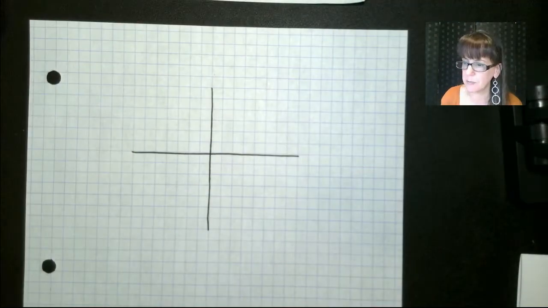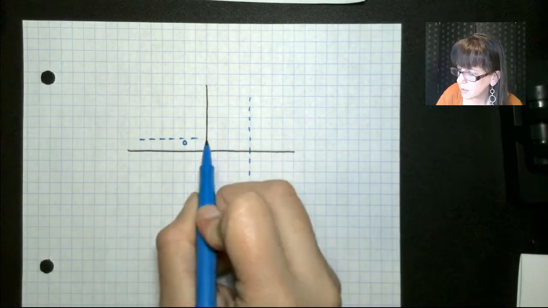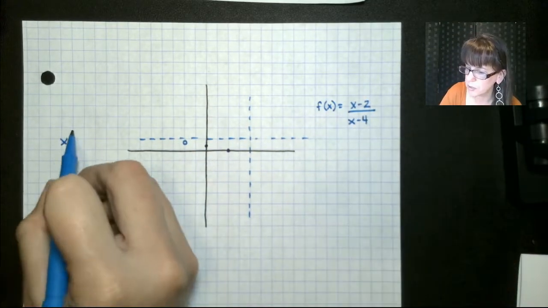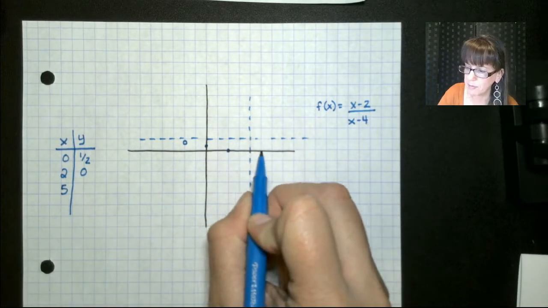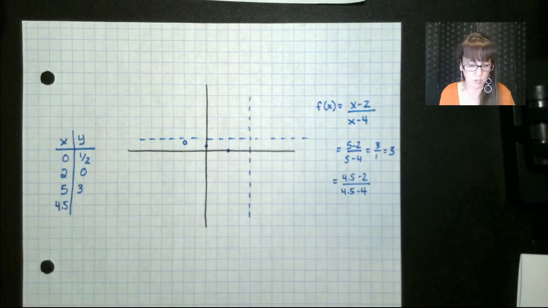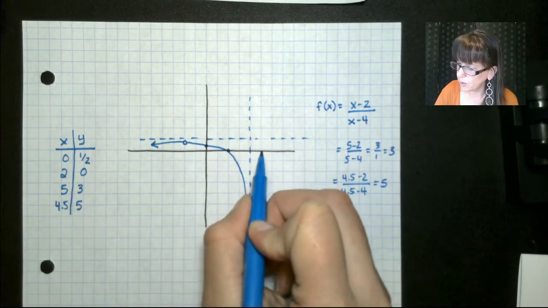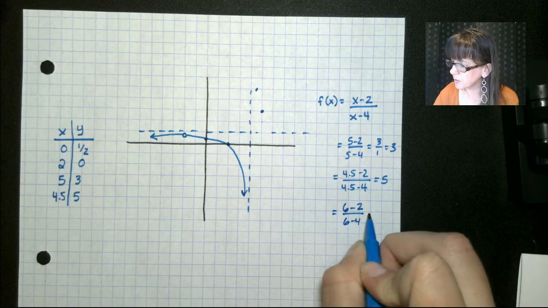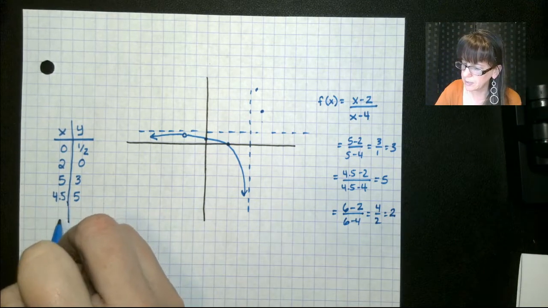Now, then I know I go over 5. So this is 4, 5. I go up 1, 2, 3. If I go over 4.5, I go up 5. So sure enough, you can see this is starting to take shape. If I did 6, I bet it's somewhere right around here. So if I did 6, I would have 6 minus 2, 6 minus 4. So 4 over 2, which gives me 2. So if I plug in 6, 2.